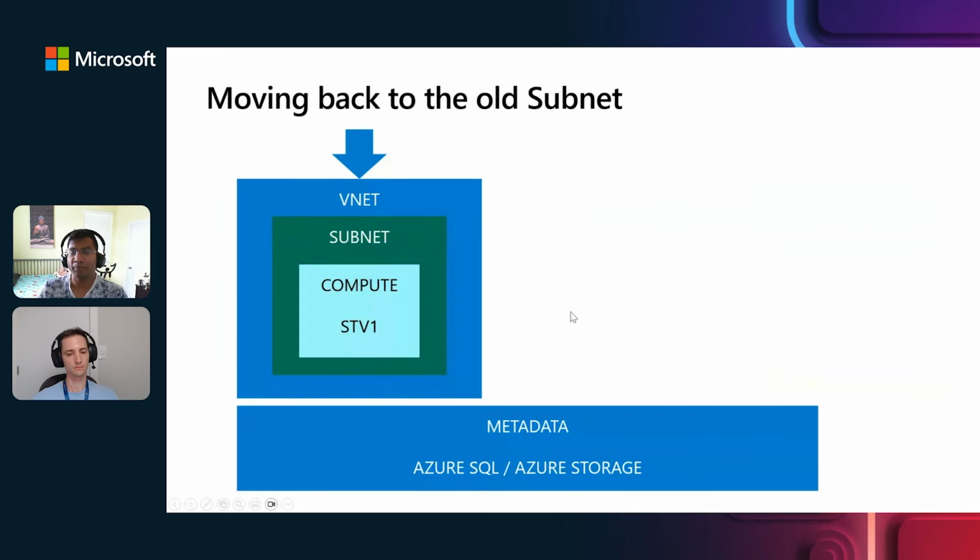Now, there might be scenarios where it is very difficult for you to identify all the dependencies on the older subnet. So if it is a challenge, then you can definitely move your instance back to your older subnet, but it can't be done in a single pass. It has to be done through multiple passes. So for each of the pass, you need to provide a newer subnet and a newer public IP address.